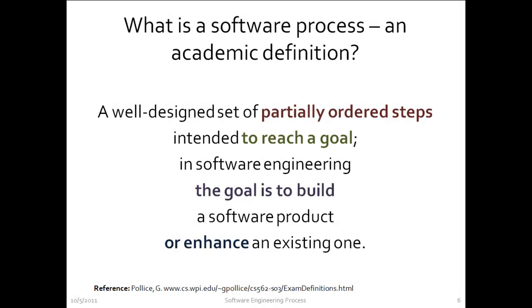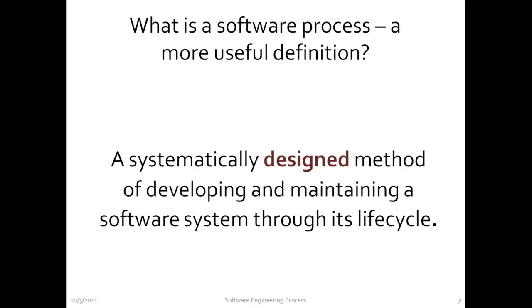The textbook definition of a software engineering process is a well-designed set of partially ordered steps intended to reach a goal. In software engineering, the goal is to build a software product or enhance an existing one. In my opinion, this is a mostly useless definition. It kind of reminds me of the story in which an explorer lost in the Arctic asked an Eskimo, "Where am I?" The Eskimo answered, "You are on a sled." However, it does serve to point out that a process has steps that are concurrent and that a process has a goal, which in software engineering is either to build a new software system or enhance an existing one.